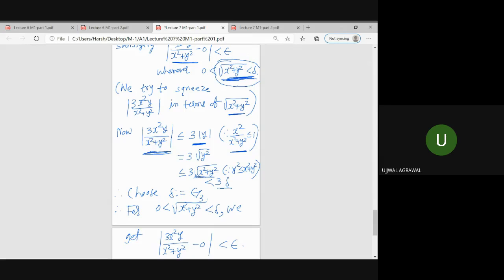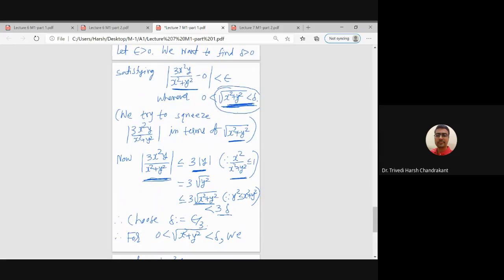Right, and then we know that this we need is less than epsilon, so that means basically we are selecting. So this I can write in bracket kind of thing. So this is the idea basically. So essentially what we use for the squeezing is the inequality x square less than or equal to x square plus y square, and y square less than or equal to x square plus y square.